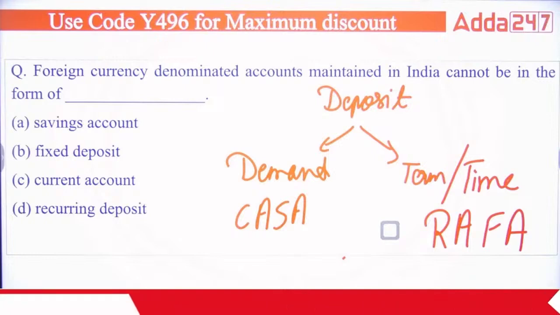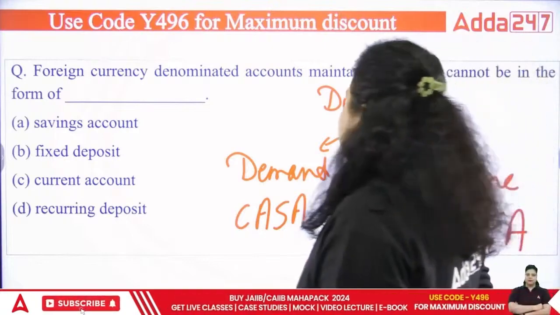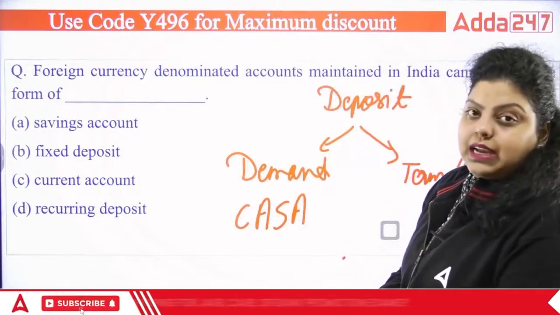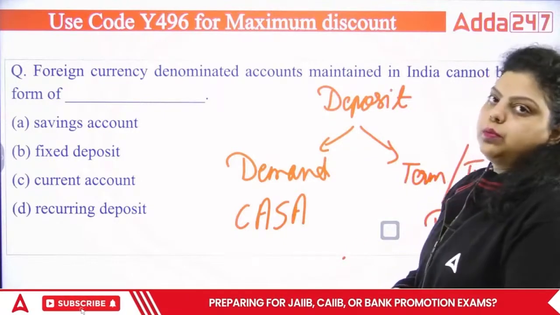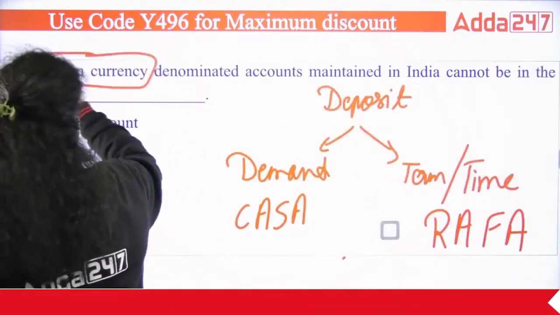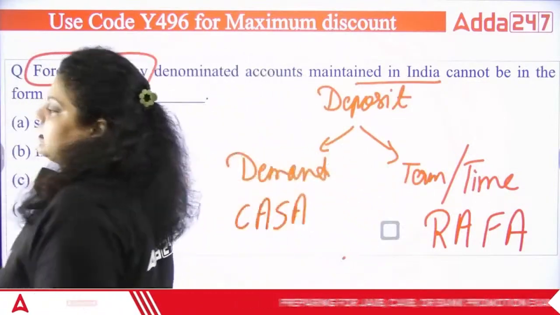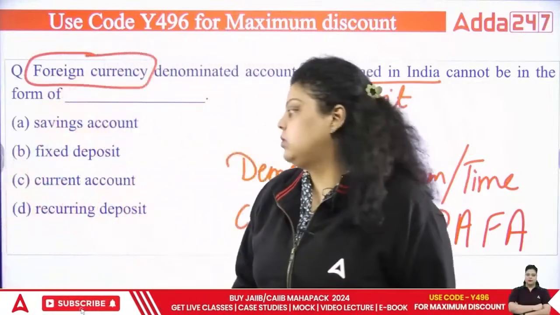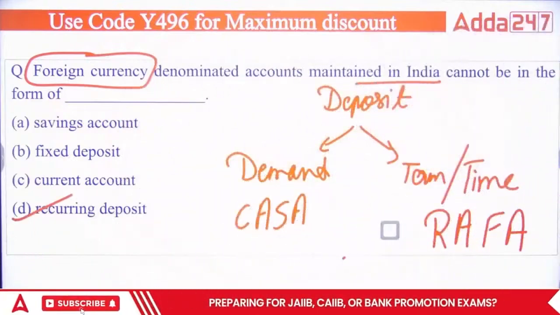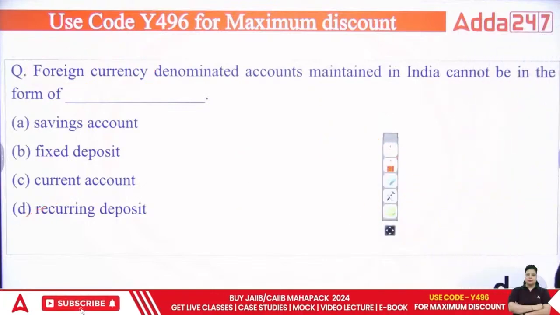You can open CASA RAFA accounts in NRE and NRO, but that is your Indian rupee account, opened by NRIs or PIO. Here we are asking about the foreign currency denominated account maintained in India. There is the FCNR account, and such accounts are in the form of FD and current account, but not in the form of a recurring account. So a foreign currency denominated account maintained in India cannot be in the form of RD, that is recurring deposit. So the right answer will be D.